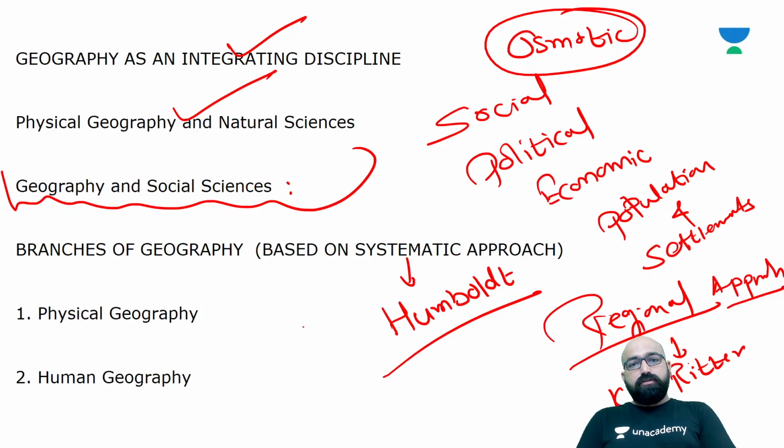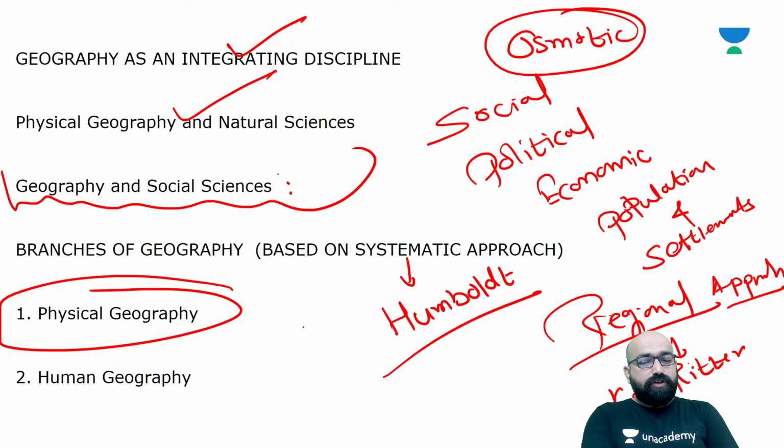They are part and parcel of nature. They have also contributed through their cultural development. Thus, this developed human geography with emphasis on human activities. Now, when we are talking about the systematic approach, the first branch is physical geography.